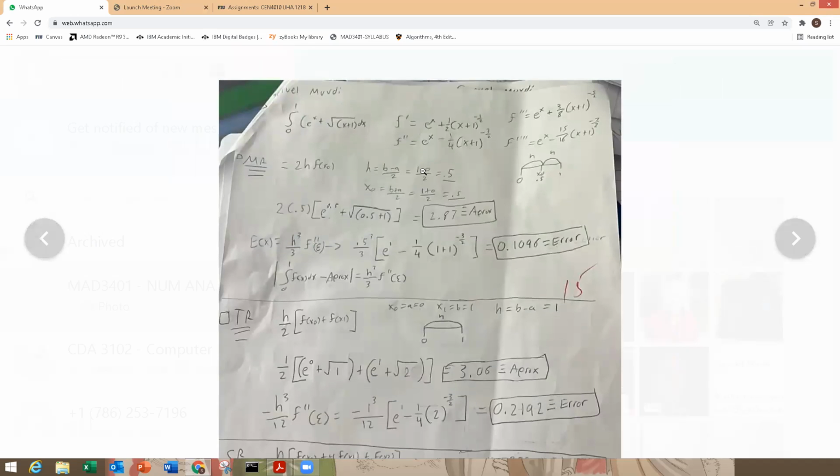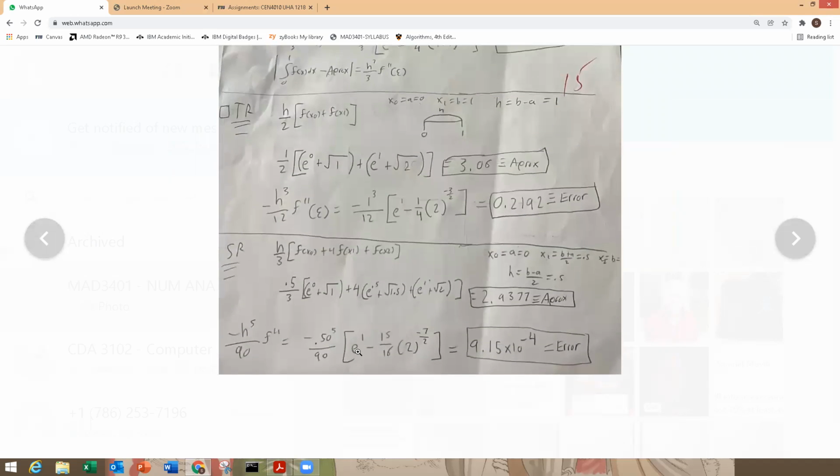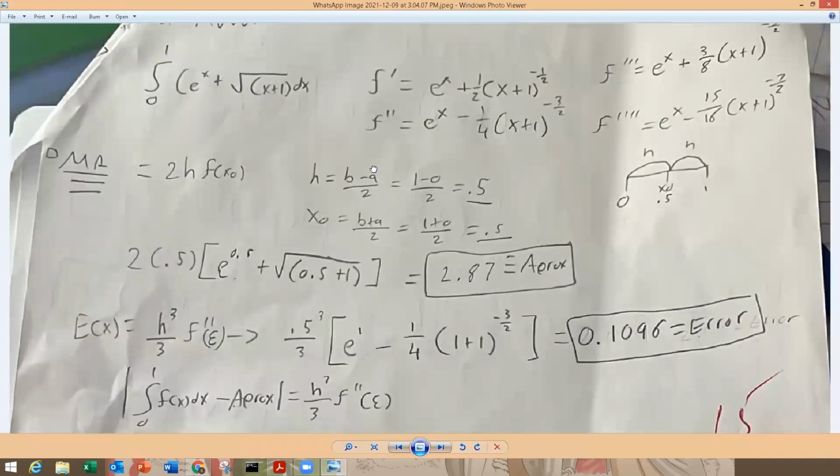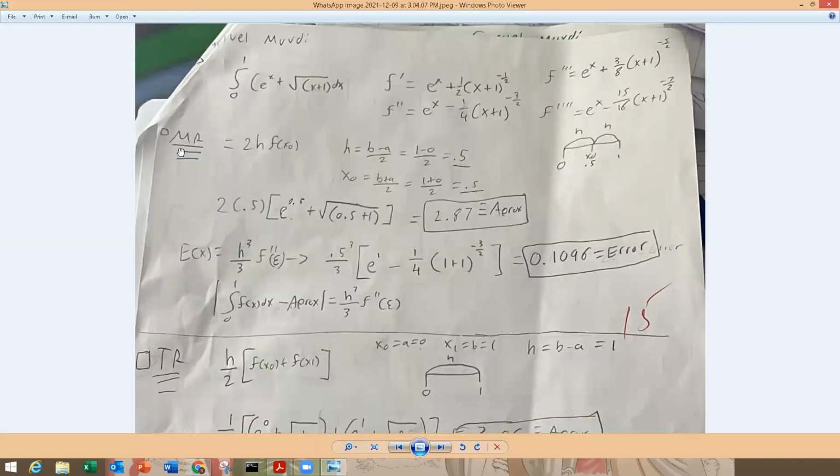Okay, this was pretty easy. Let me actually save it. I could open it up. So I always start with a midpoint just because I think it's the easiest. So we have the formula. This is the formula we're given. Integral of 0 to 1 of natural log, or e to the x plus square root of x plus 1 dx, right?